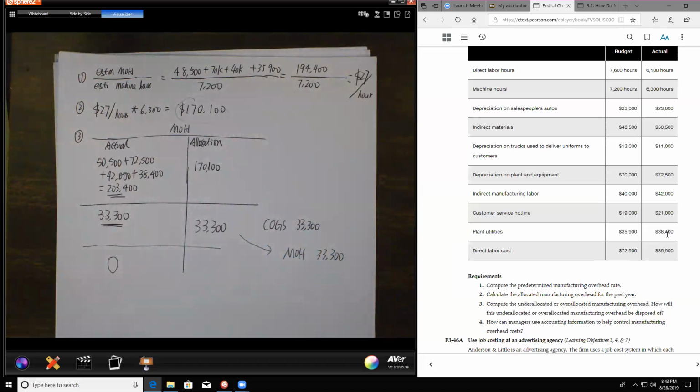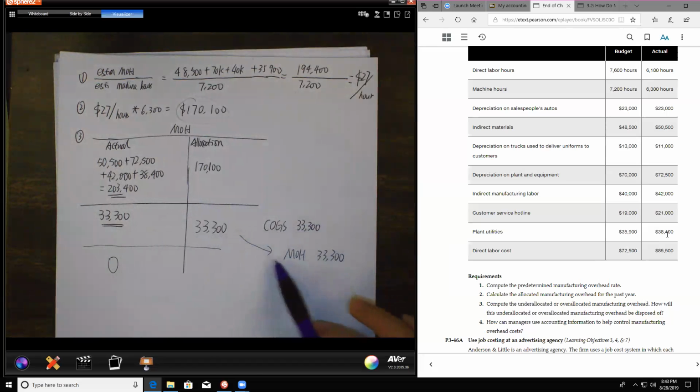Okay, so that's how we take care of our under allocation. You do the adjusting journal entry. You credit your manufacturing overhead and debit your cost of goods sold. So you increase your cost of goods sold, and you credit your manufacturing overhead. So you will have a zero balance for your manufacturing overhead account.